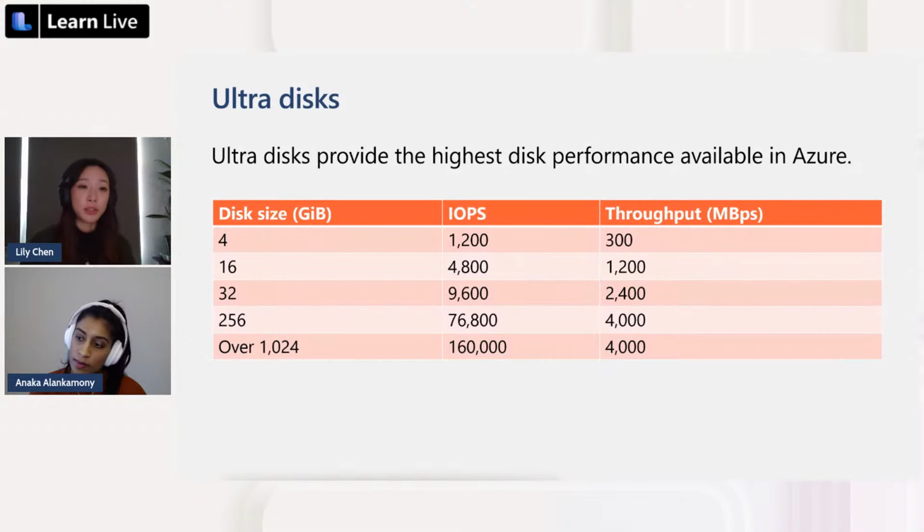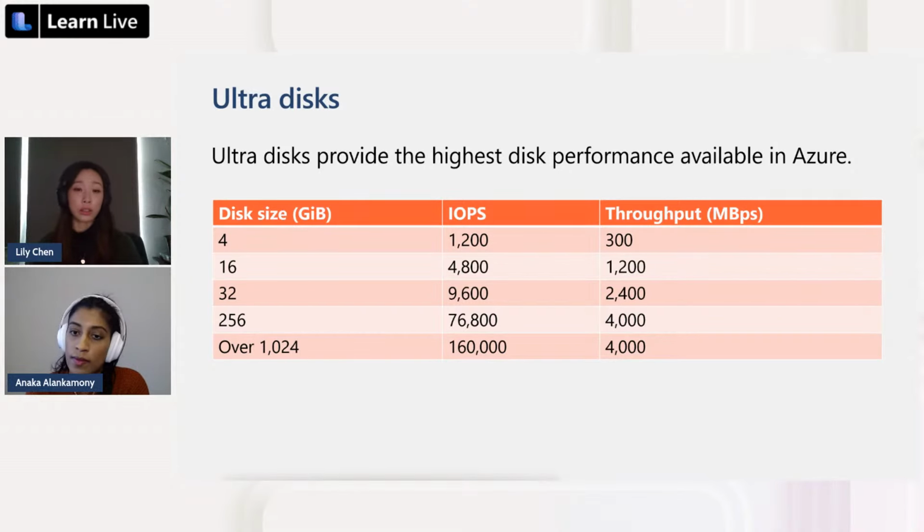All right. The first type of managed disks that we're exploring is the Ultra Disk. Ultra disks provide the highest disk performance available in Azure. You should consider choosing them when you need the fastest storage performance, which includes high throughput, high IOPS, and low sub-millisecond latency. The maximum performance of an Ultra disk depends on the size that you select, as you can see from the examples on the table.